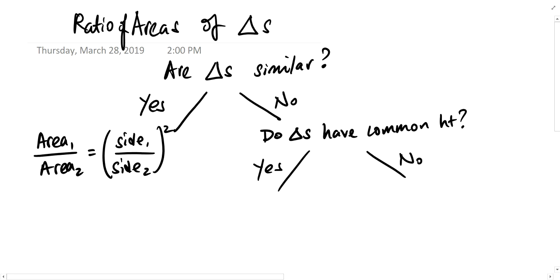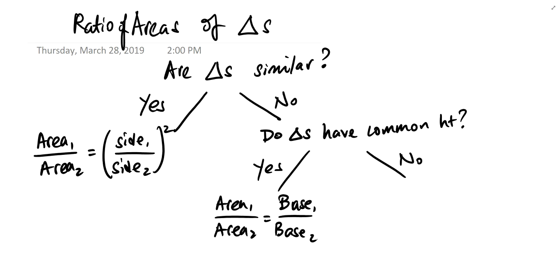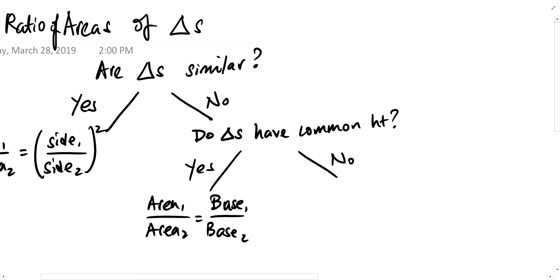If they have the same height, area 1 over area 2 equals to? Not side 1, side 2. Something more specific. What kind of side are we talking about? Base. So base 1 over base 2. Need to square? No, no need. So you must follow the flow chart. If they don't have a common height, then how? Good idea. Do they have a common base? Why are we talking about a common base?